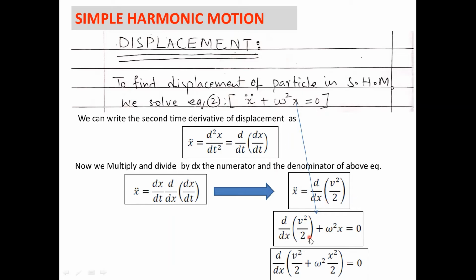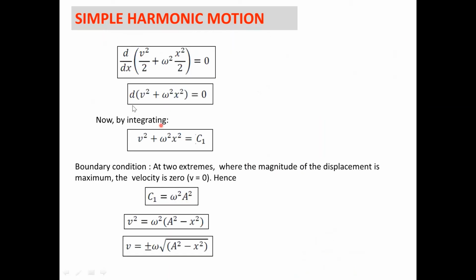As you can see in this equation, it can be further simplified like d over dx into v square over 2 plus omega square x square over 2 equals 0. Finally, this can be written like d into v square plus omega square x square equals 0. Now by integrating, we get v square plus omega square x square equals c1. So by integration, we get a constant over here.